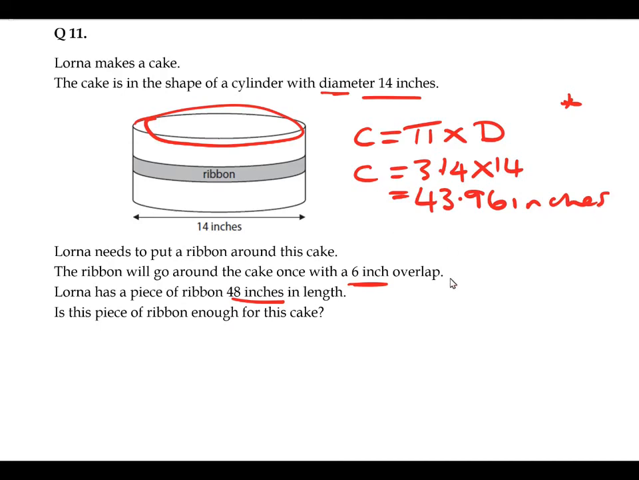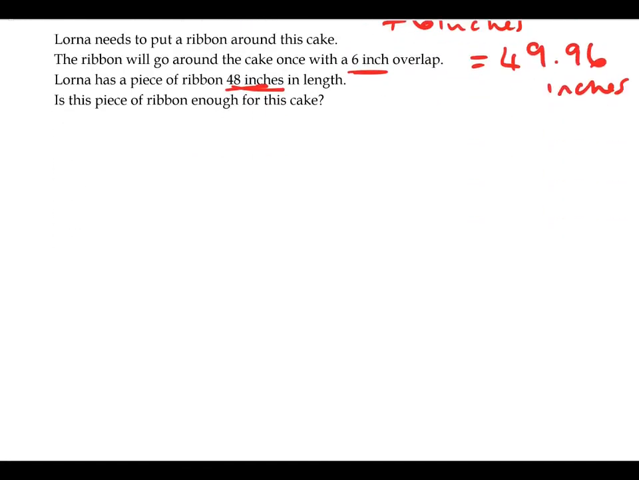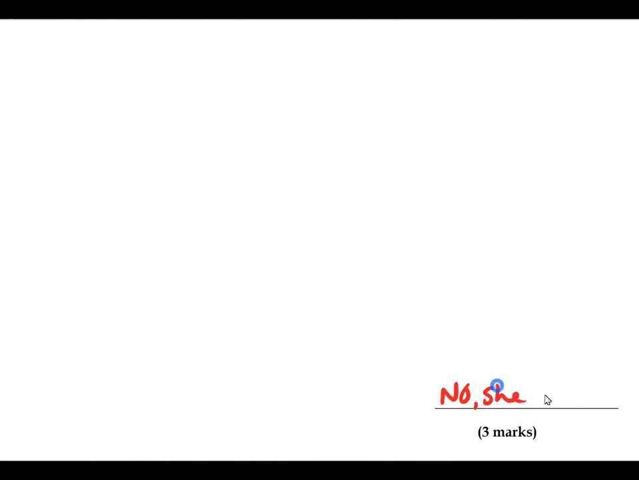We need to add the 6 inches for our overlap, and we end up with 49.96 inches that we require. Her ribbon is 48 inches long, so to answer our question, no, she does not have enough. And then the working out to justify this is the working out that we have above.